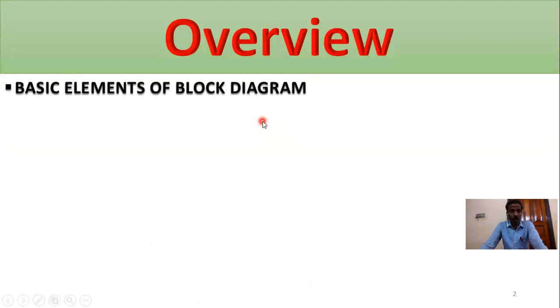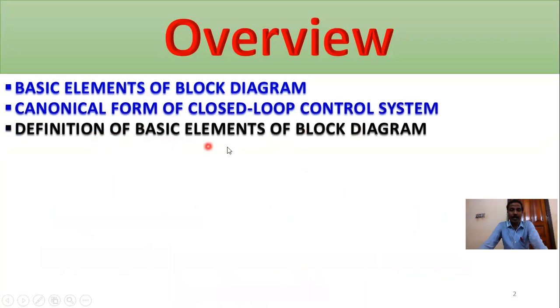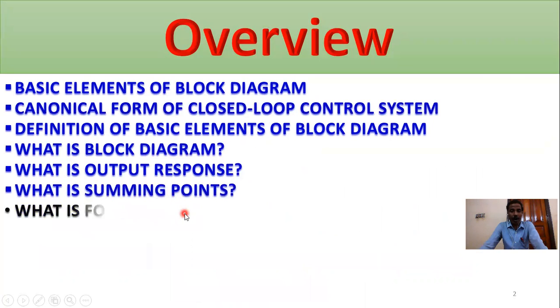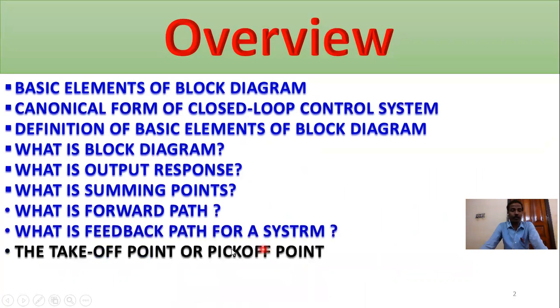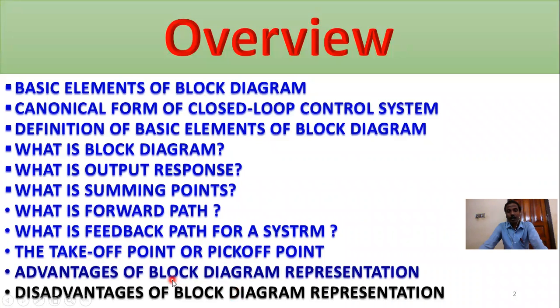Then the overview. What is the overview? Basic elements of block diagram. Canonical form of closed loop control systems. Definition of basic elements of block diagram. What is a block diagram? What is output response? What are summing points? What is the forward path? What is the feedback path for a system? The basic idea of takeoff point or pickoff point. Advantage of block diagram representation. Disadvantage of block diagram representation. This is our main target or overview.